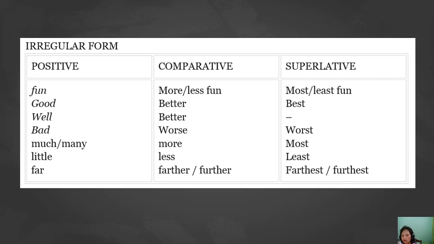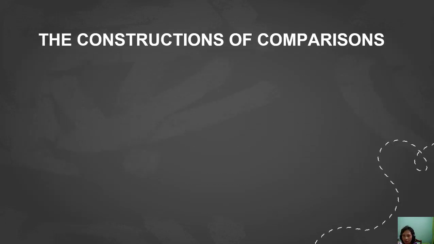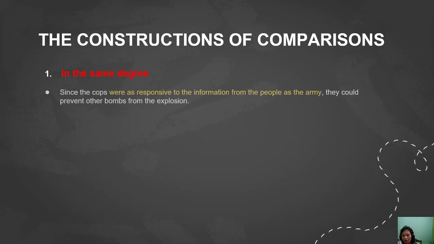Okay, so now we talk about the construction of the comparison. The first is in the same degree. In the same degree means that the two persons or the two things or the two qualities that we have to compare are the same.